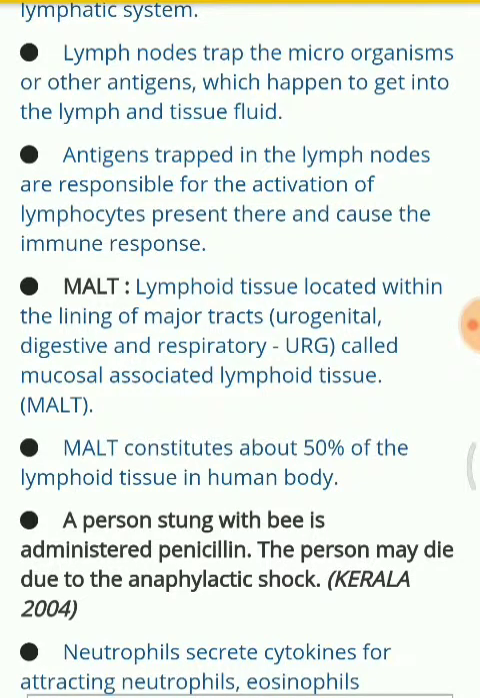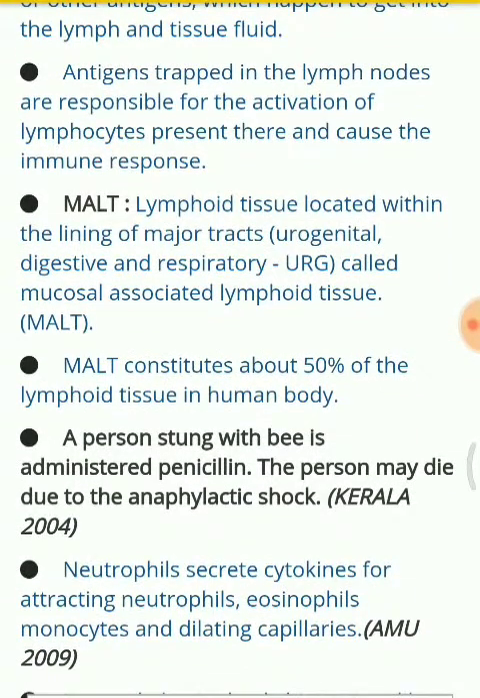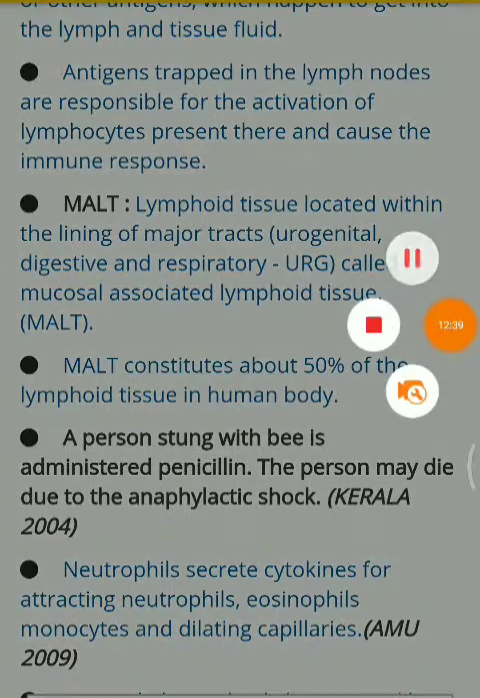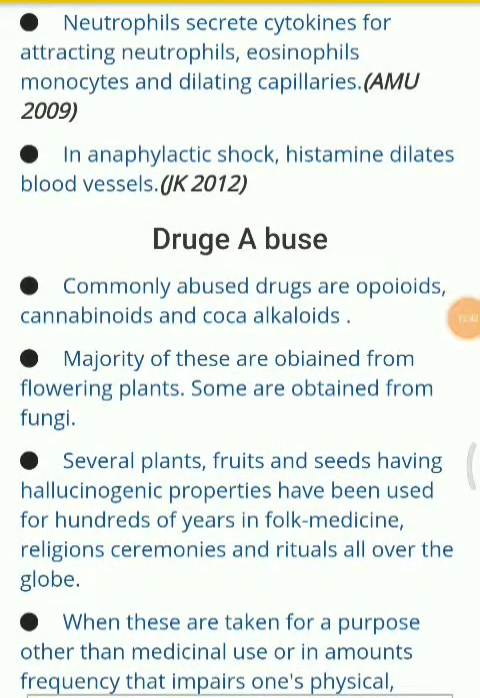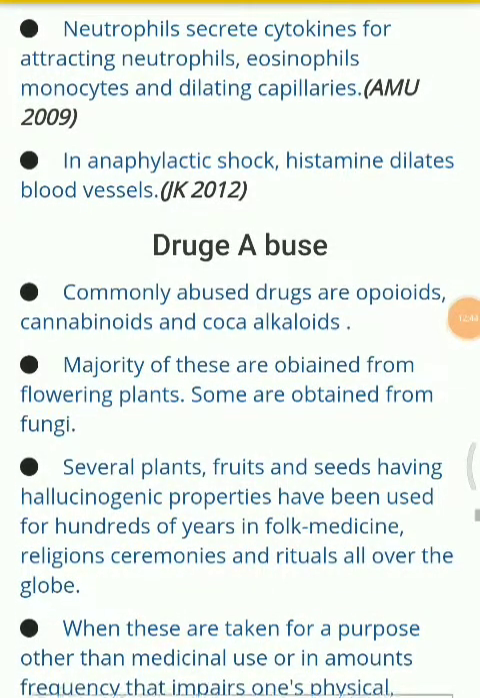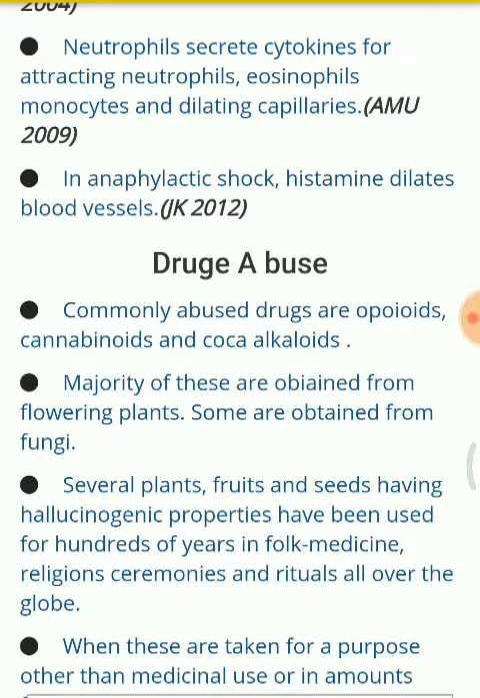A person stung with a bee is administered penicillin. The person may die due to anaphylactic shock. Mast cells secrete cytokines, attracting neutrophils, eosinophils, monocytes, and dilating capillaries. In anaphylactic shock, histamine dilates blood vessels.